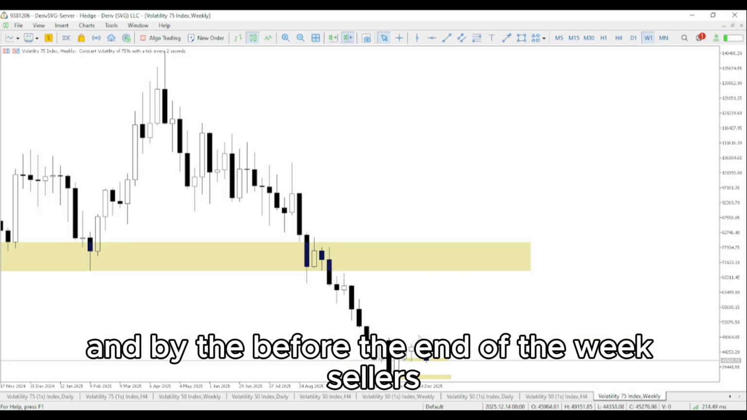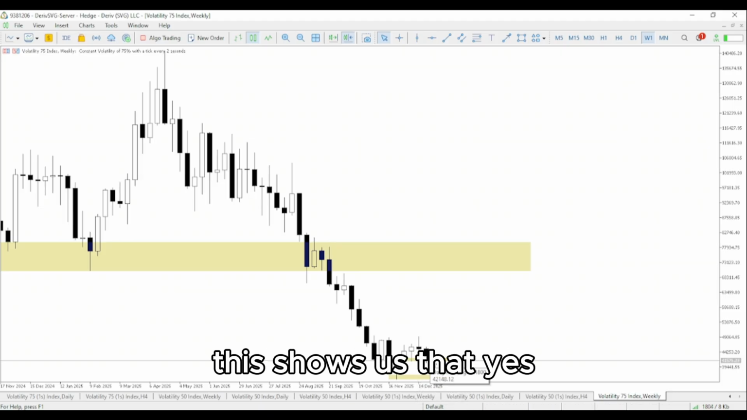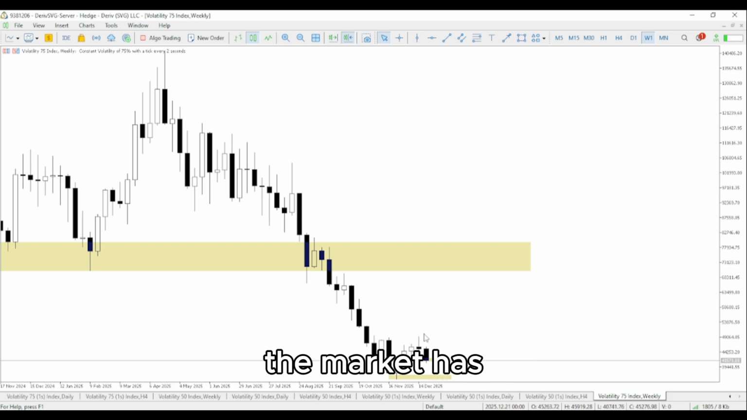And before the end of the week, sellers came in and took price down. They dominated the market from buyers, and they took the price down to close to the open of the candlestick. So you can see it, and this shows us that yes, the market has high momentum of selling pressure.